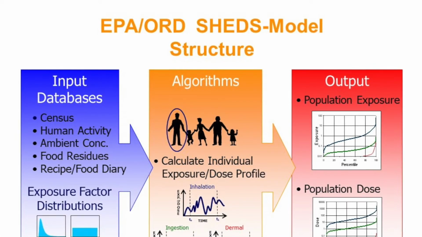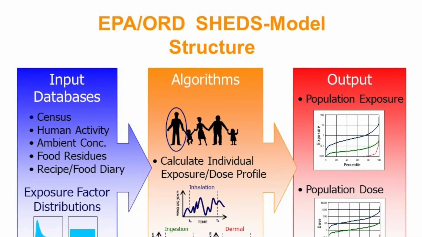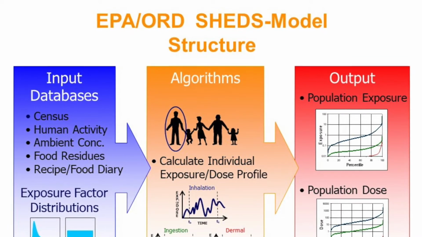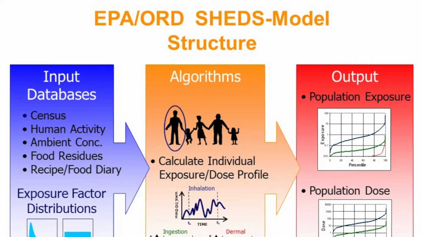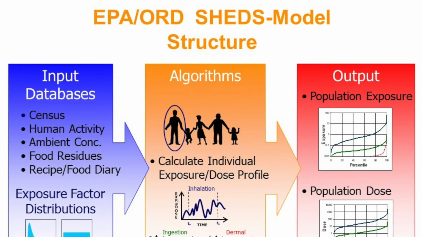And the outputs are similar to the previous slides, in terms of various distributions. The SHEDS model produces, on the top right-hand column, distributions for exposures from each of these three pathways, and then it sums up a total exposure as well. And then population dose through either a straightforward absorption factor or a PBPK model to convert the exposures into a target dose.